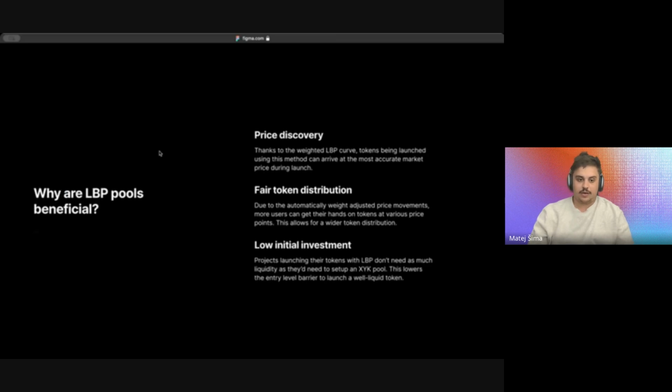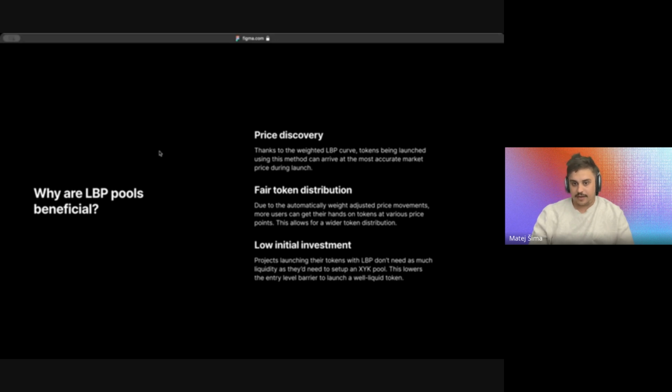So why are LBP pools beneficial? The first important thing is that you get good price discovery. Thanks to the weighted LBP curve, if you want to launch a token using this method, it allows you to arrive at the most accurate market price during your token launch.